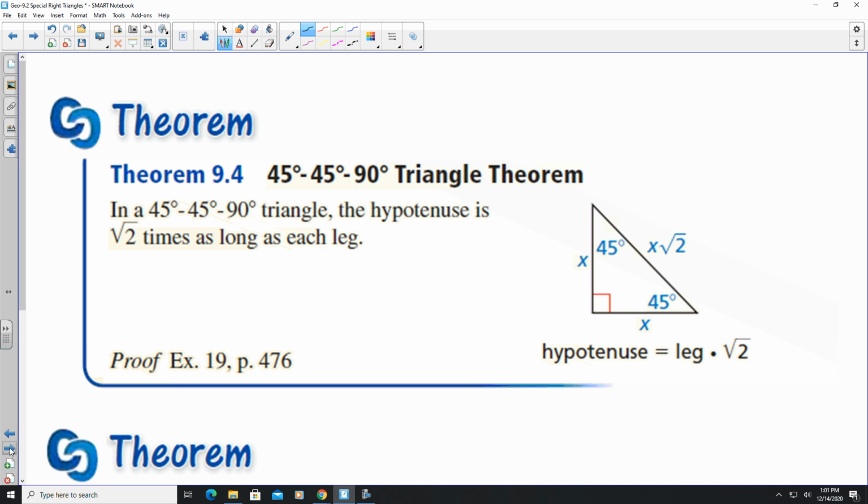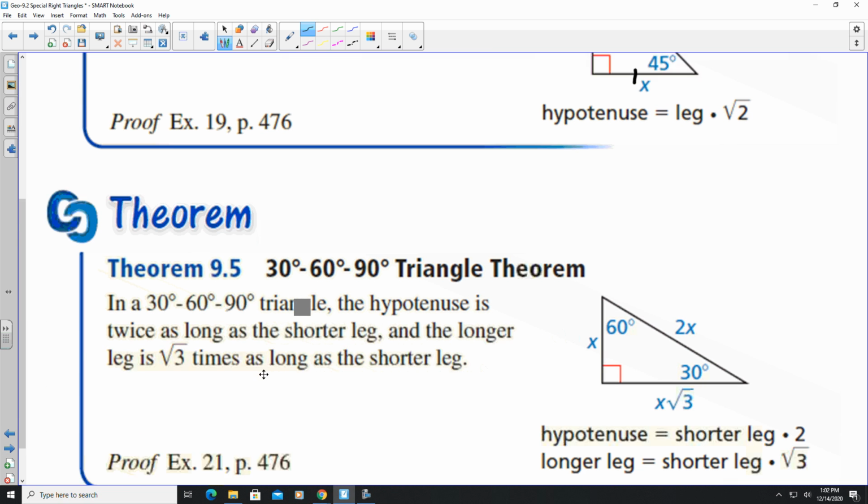If you look at a 45, 45, 90 triangle, that particular triangle is an isosceles right triangle. That means this side is the same as that side. And whatever that side measurement is, our hypotenuse is going to be that side measurement times the square root of 2.